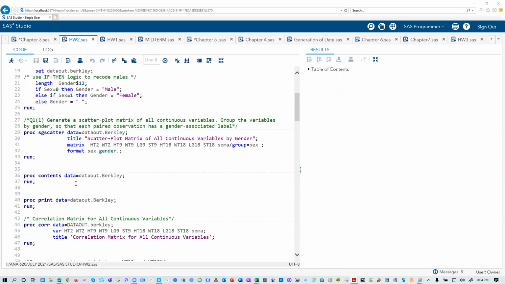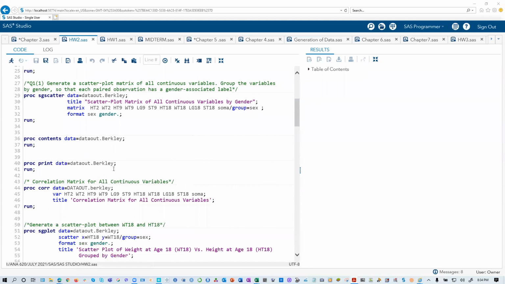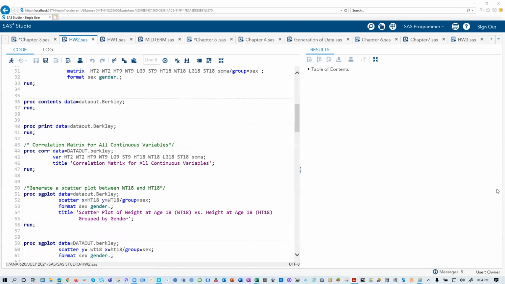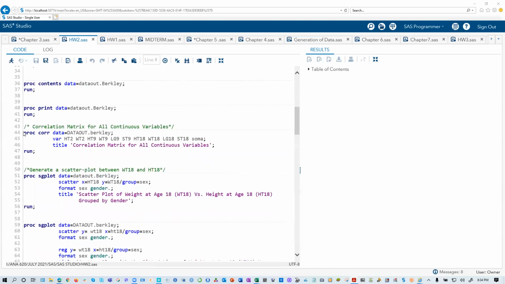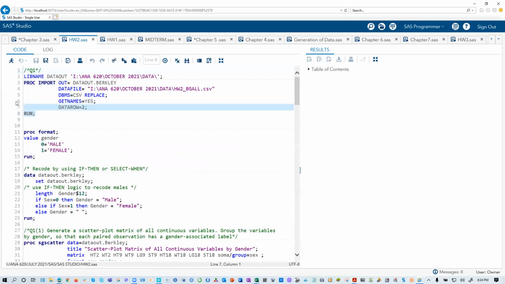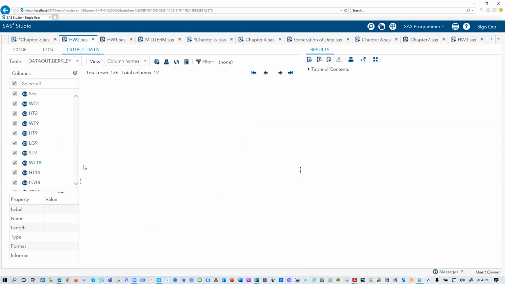And then we look at the contents. And then if you want, even look at that, get the printout. Then we look at the correlation matrix. Then later on it says generate two simple linear regressions that predict WT18 with something. Okay, for the WT18, the procedure, see, correlation. Then I got the correlation matrix for all the continuous variables. So if I do this one real quick, run this one, we did this one, that's okay. We can run one more time, get the results on that side.